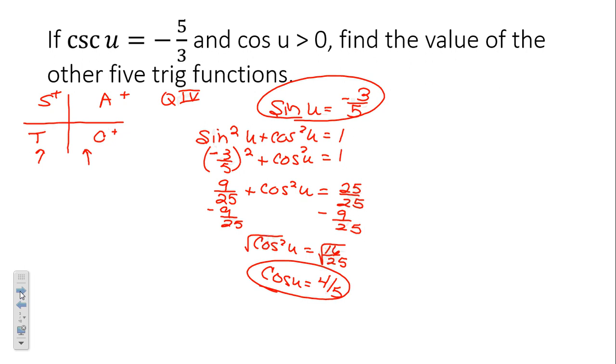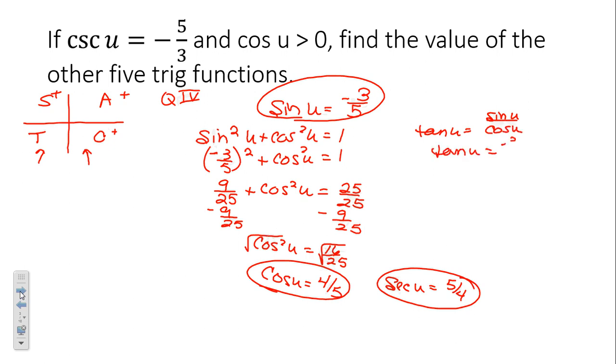What's the reciprocal of cosine? Secant. So what should the secant of u be? Positive, right? We said cosine was going to be positive, so the secant will be positive. Now all that's left to get are tangent and cotangent, right? So how do I find the tangent using identities? Yep, -3/5 over 4/5, right? Because it's the sine of u over cosine u. So the tangent of u will be -3/5 over 4/5.